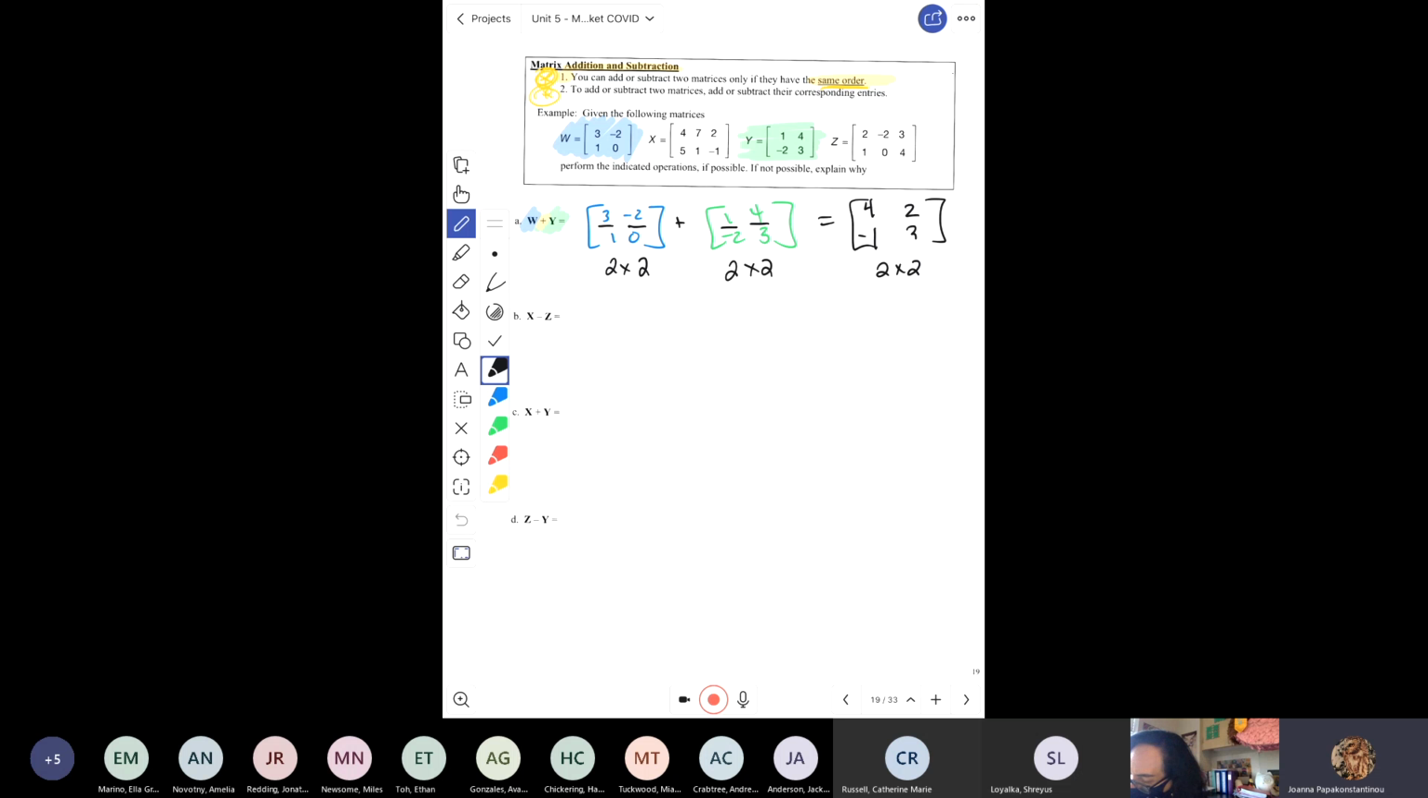Now let's look at the next operation that you're being asked to perform. It's saying take matrix X, let me write it, and it's saying subtract matrix Z.